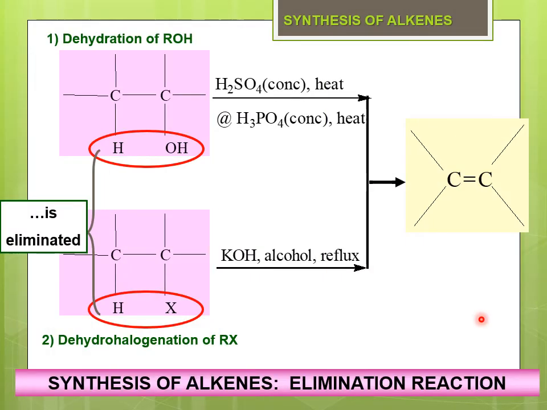This is the mind map that you have to write in your course book at page 215. On the top left, after you've written what is the Zaitsev rule. On the first box, you will draw the general formula of alcohol. The reagent is given, so you don't need to write this down. On the second box, you will write the general formula of a haloalkane. Potassium hydroxide, alcohol, reflux is already there in the mind map.